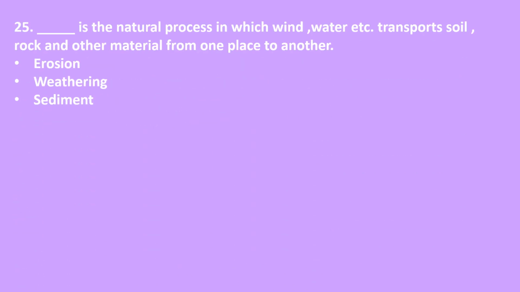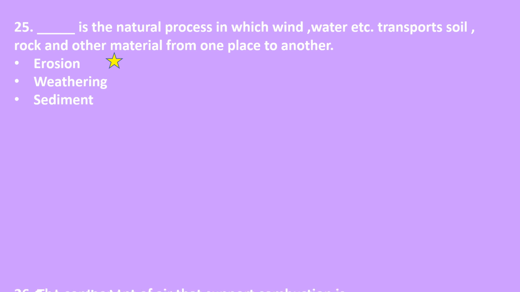Question number 25. Dash is the natural process in which wind, water, etc. transport soil, rock and other material from one place to another. So a natural process in which moving wind and running water transport soil, rock and other material like pebbles, stones, sand from one place to another. So this natural process is called erosion, weathering or sediment. So here the correct answer is erosion.